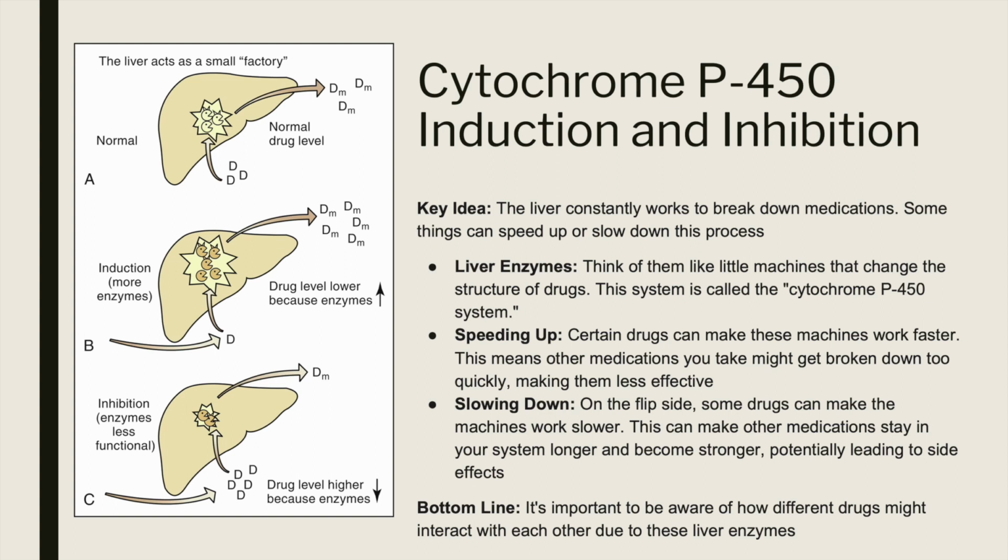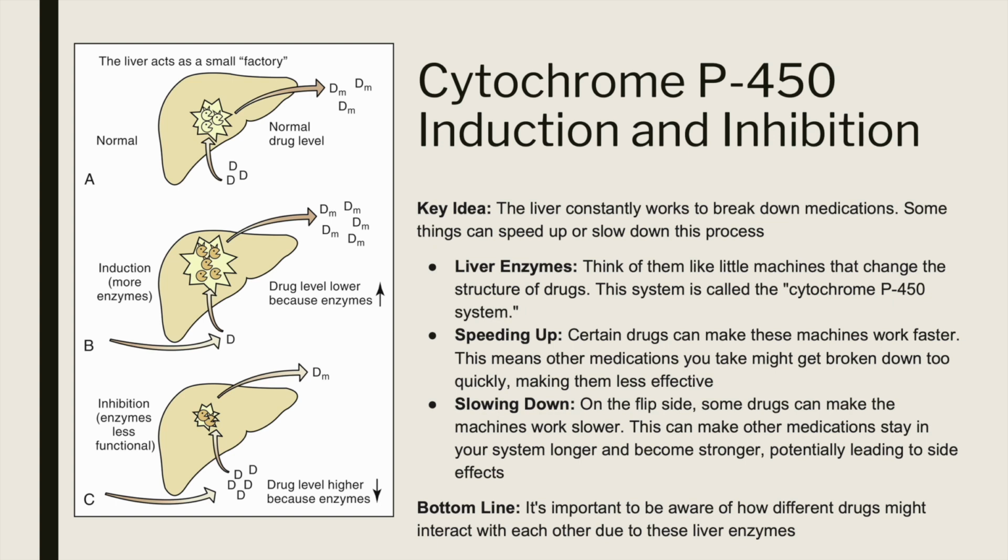All right, cytochrome P450 induction and inhibition. What does this mean? The liver constantly works to break down medications. It is constantly trying to metabolize the things that are traveling through the body. Some things can speed up or slow down the metabolism process happening in the liver. Liver enzymes are one. You can think of these enzymes like little machines that change the structure of drugs. This system of liver enzymes is called the cytochrome P450 system.